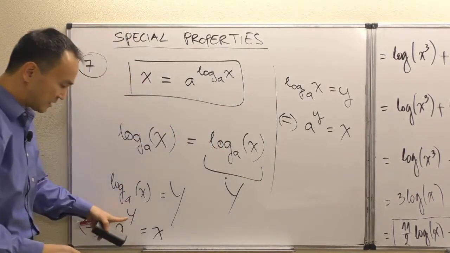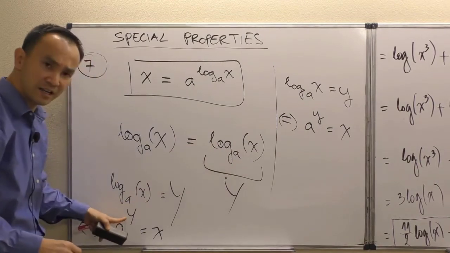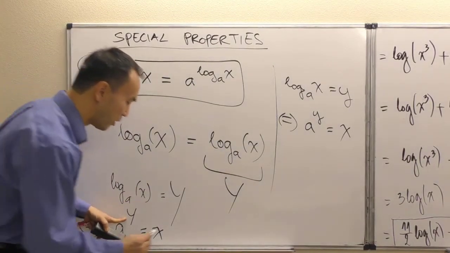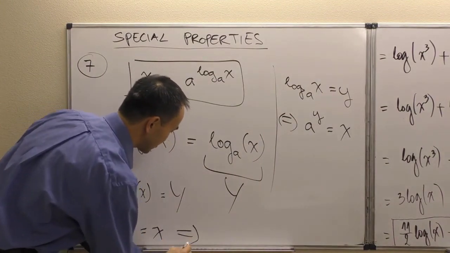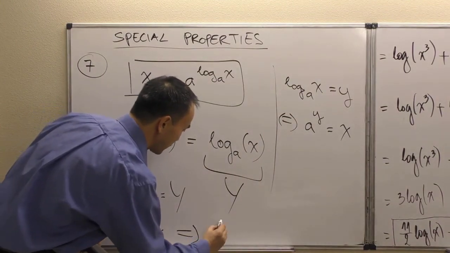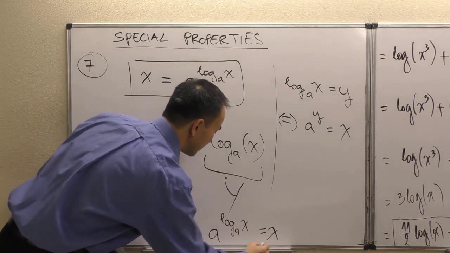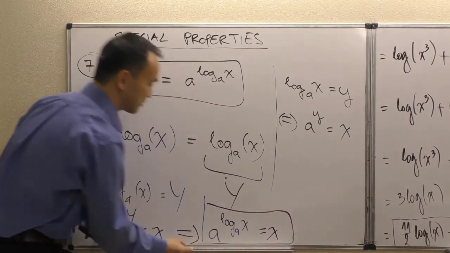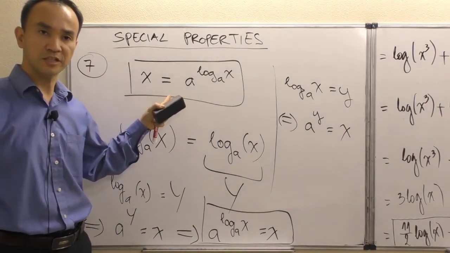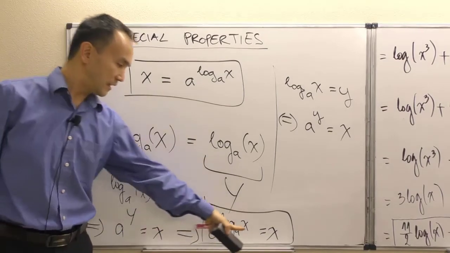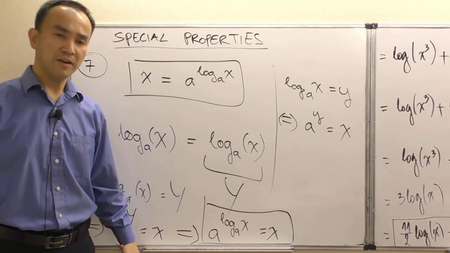So that means we can substitute that expression back for y in here, for that capital Y. So another version of this comes straight out: we end up with a raised to the log base a of x equals x. And ladies and gentlemen, that's how I have just proven this result right here. Any number x can equal a raised to the log base a of x.